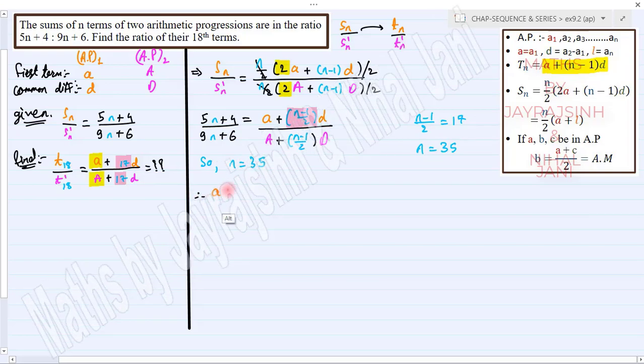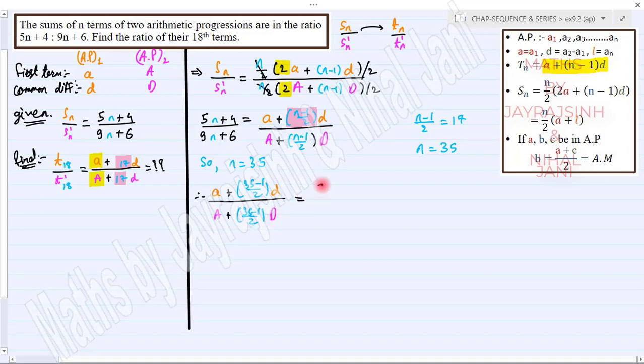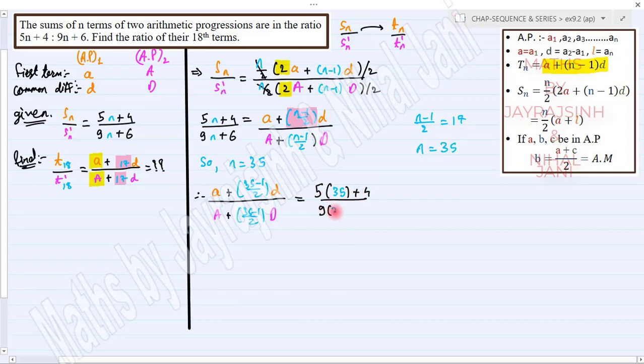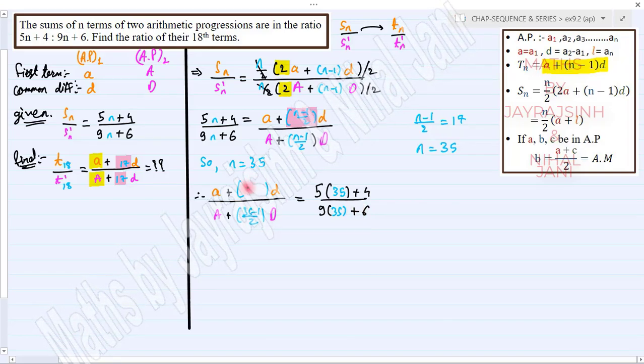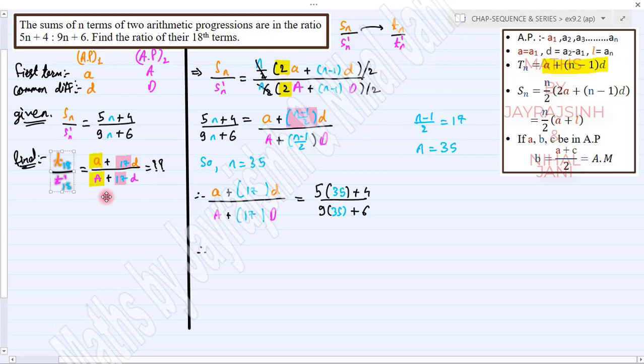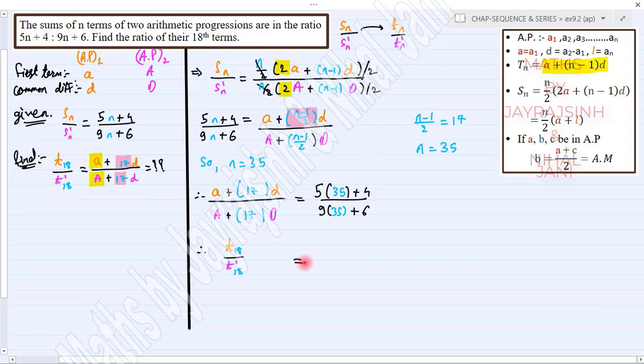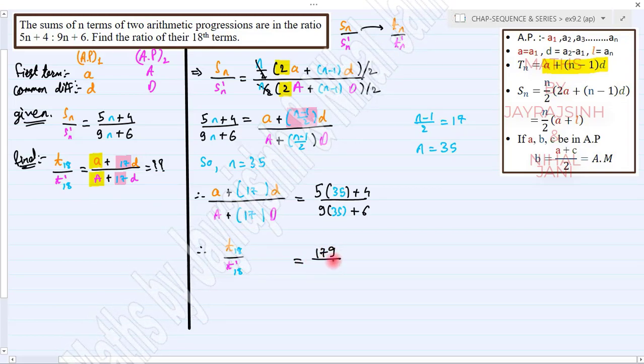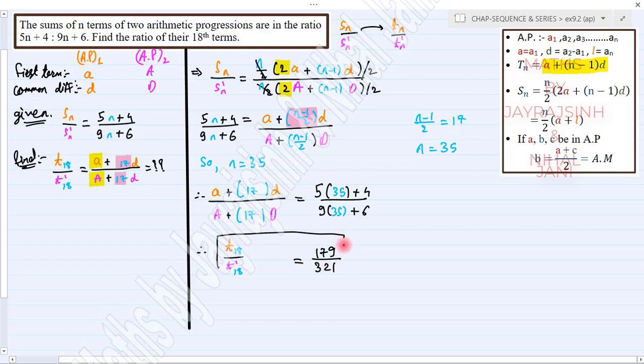You will get a plus (35 minus 1)/2 into d upon capital A plus (35 minus 1)/2 into D is equal to (5 times 35 plus 4) upon (9 times 35 plus 6), or we can say on the left hand side we will get a plus 17d upon capital A plus 17 capital D, which is your required ratio of 18th terms, equal to 179 upon 321. So, ta-da!